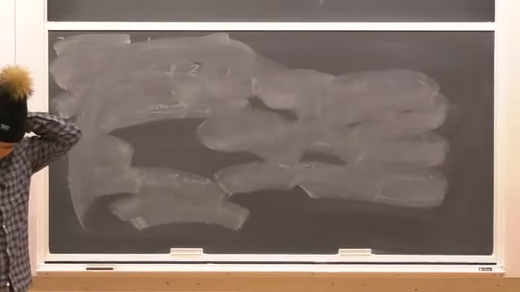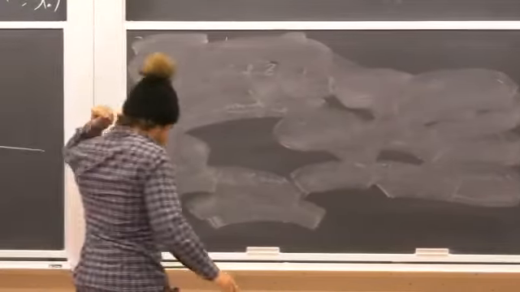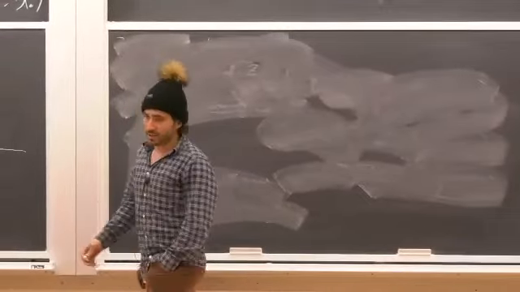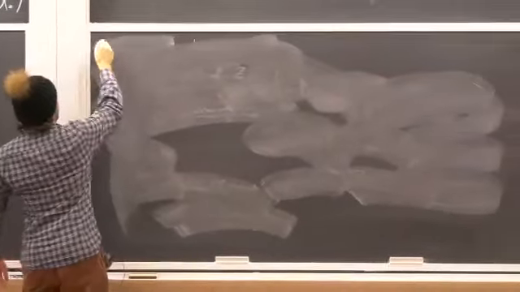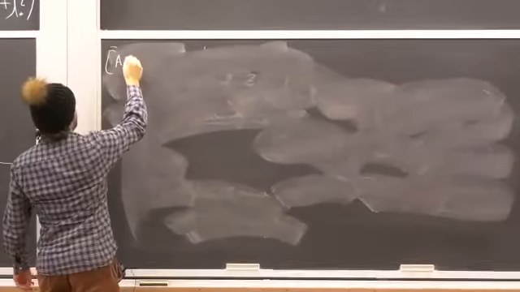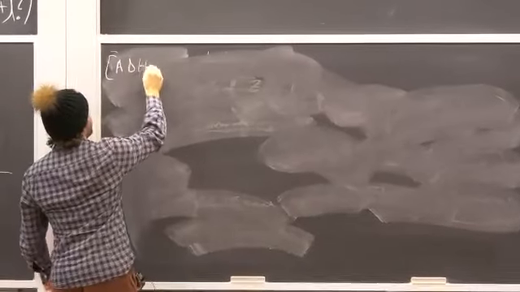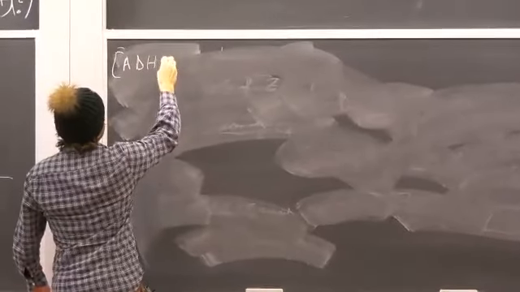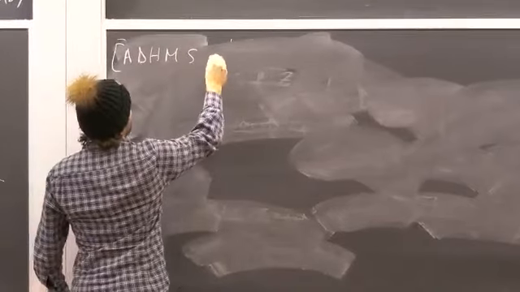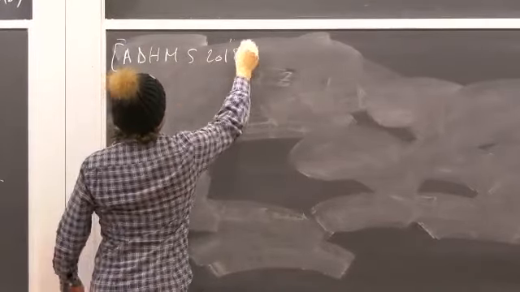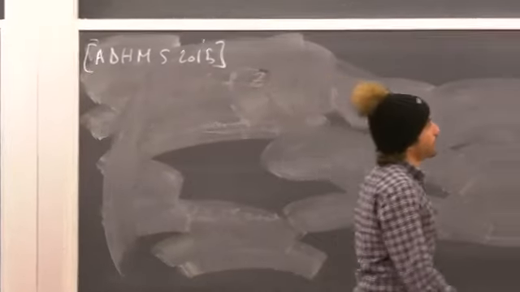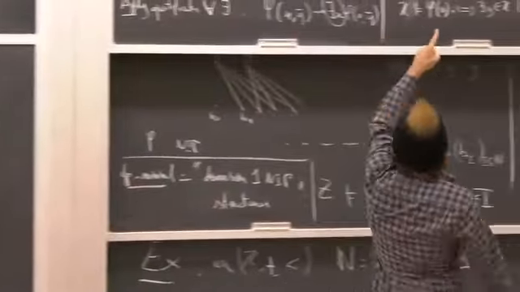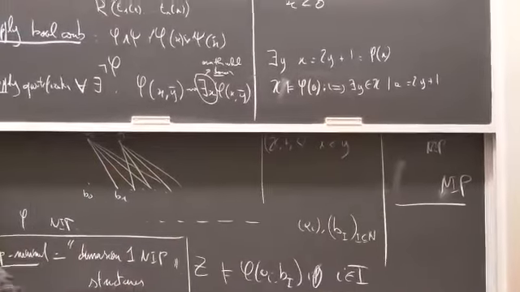Now, the question of DP minimal expansions of Z all started with a result of a bunch of people: Aschenbrenner, Dolich, Haskell, Macpherson, and Starchenko in 2015. What they prove is a curious thing. The structure of Presburger arithmetic is DP minimal. It is a DP minimal expansion of Z.